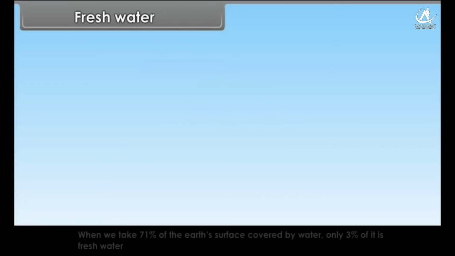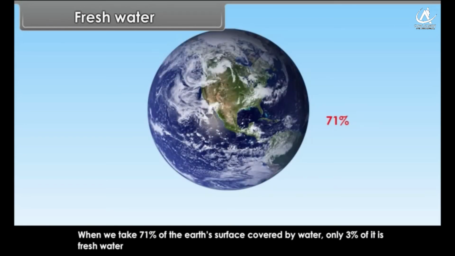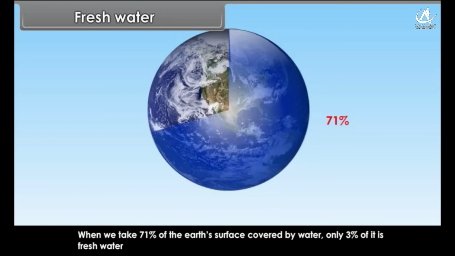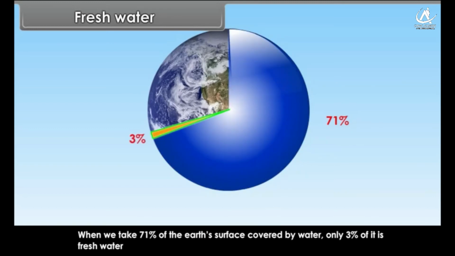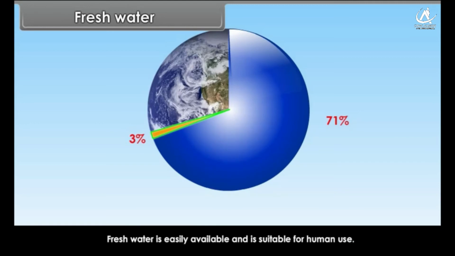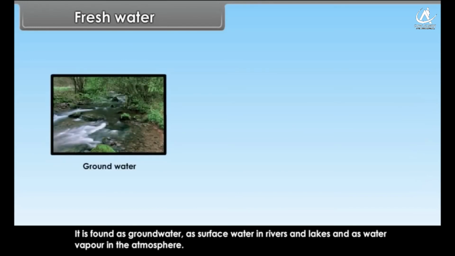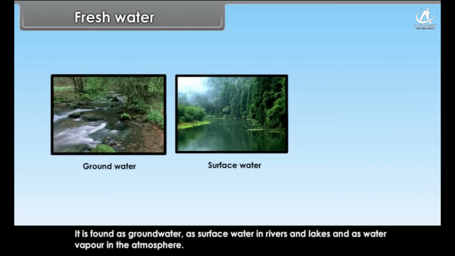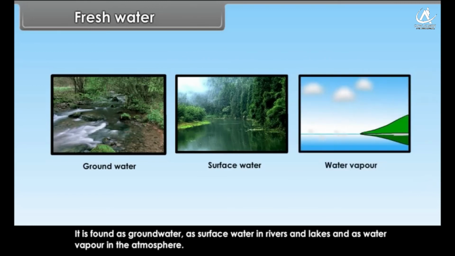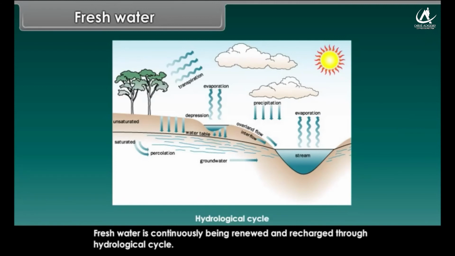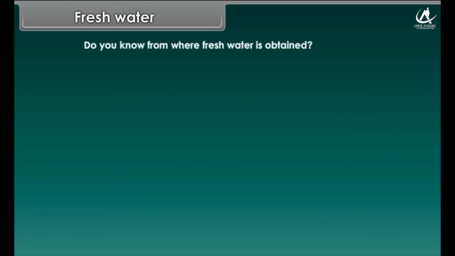Fresh water. When we take 71% of the Earth's surface, which is covered by water, only 3% of it is fresh water. Fresh water is easily available and is suitable for human use. It is found as groundwater, as surface water in rivers and lakes, and as water vapor in the atmosphere. Fresh water is continuously being renewed and recharged through the hydrological cycle. Do you know from where fresh water is obtained?